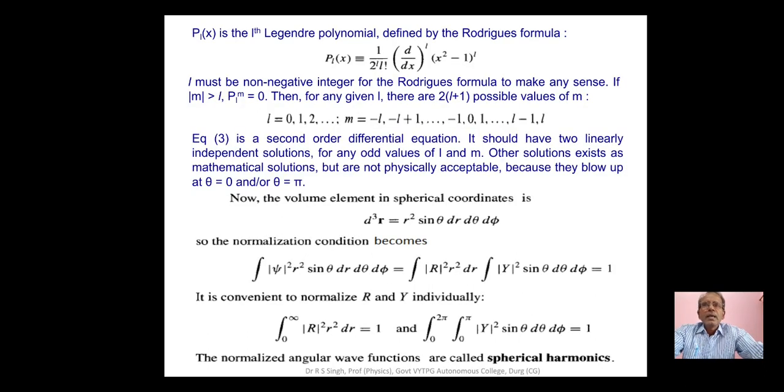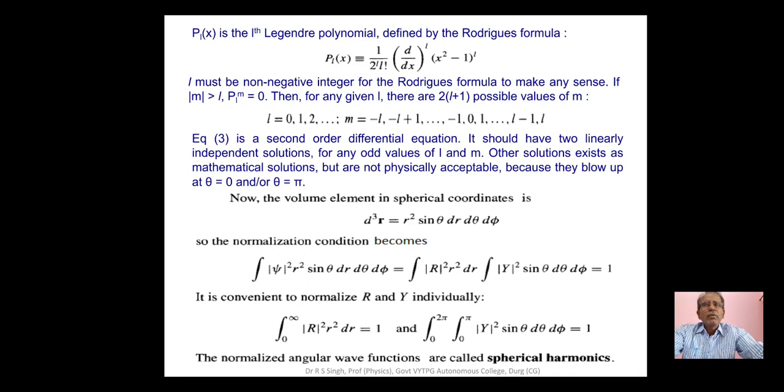P L m x is related to the Lth Legendre polynomial P L x, which is defined by the Rodrigues formula, in which L must be a positive integer and mod m must be equal to or less than L. This gives 2L plus 1 possible values of m. For any value of L, m has values ranging from minus L to plus L.